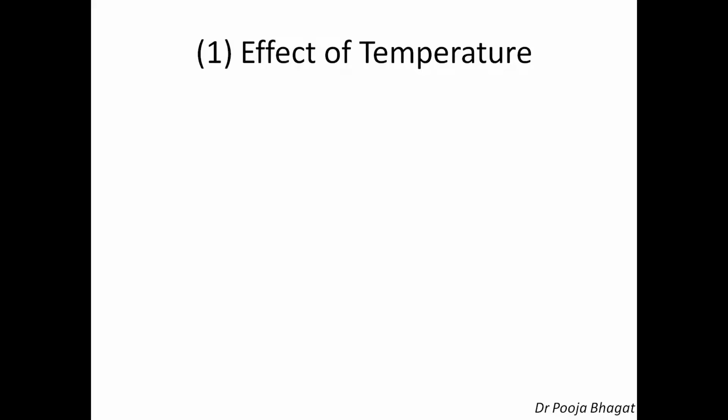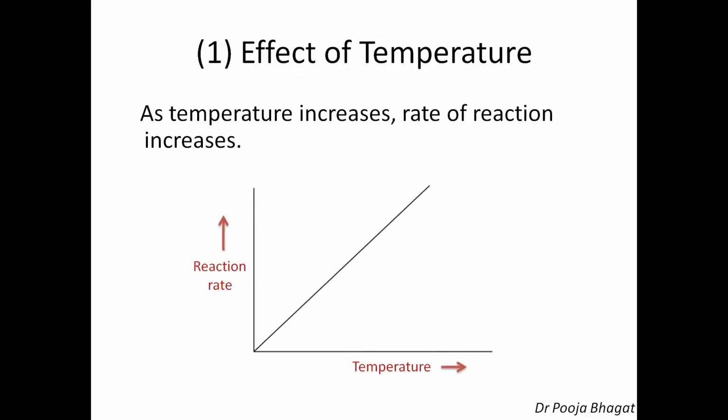Now if we study any reaction and see what is the effect of temperature on the rate of reaction, then as the temperature increases, rate of reaction increases. So this is the shape of the graph, that on y-axis it is reaction rate and on x-axis it is temperature. So as temperature increases, rate of reaction also increases. Now if the reaction is taking place in presence of enzyme, then what will be the shape of the graph? That means how the increase in temperature will affect the rate of reaction in an enzyme catalyzed reaction.